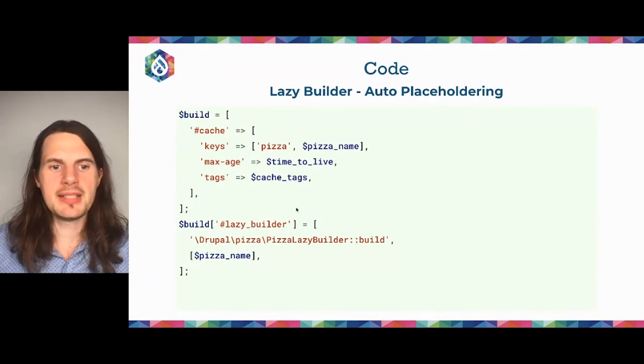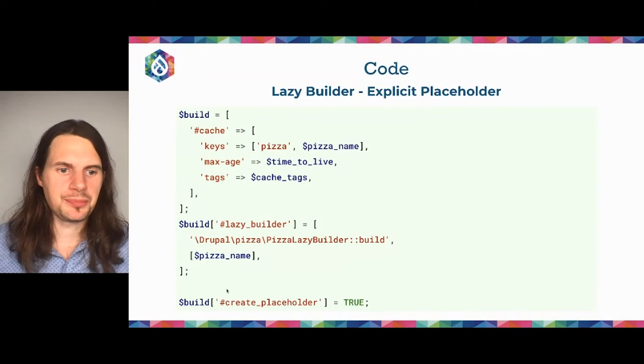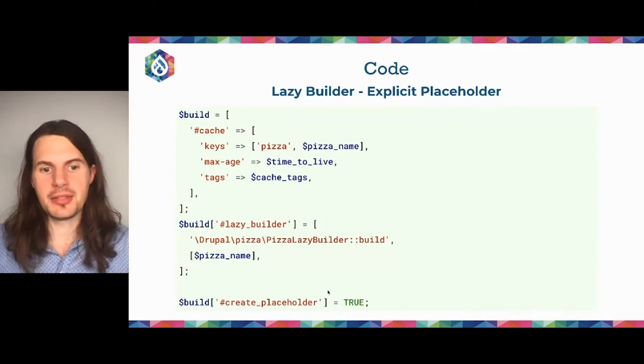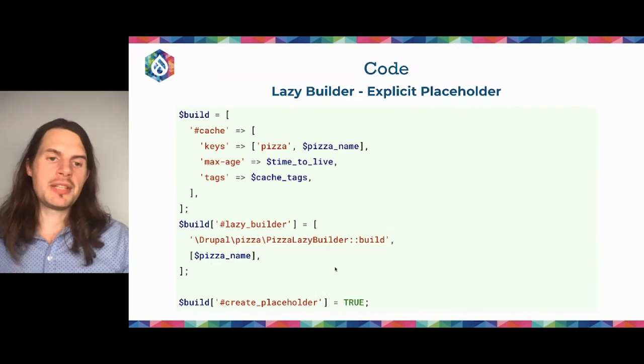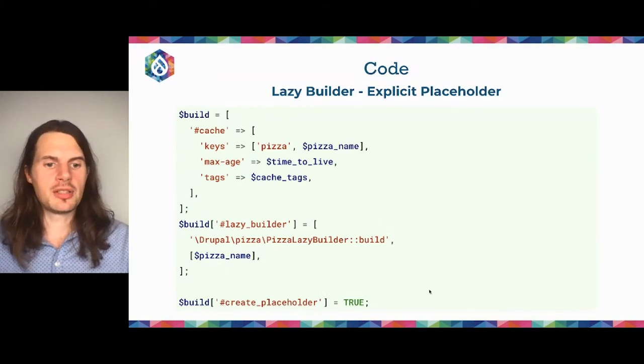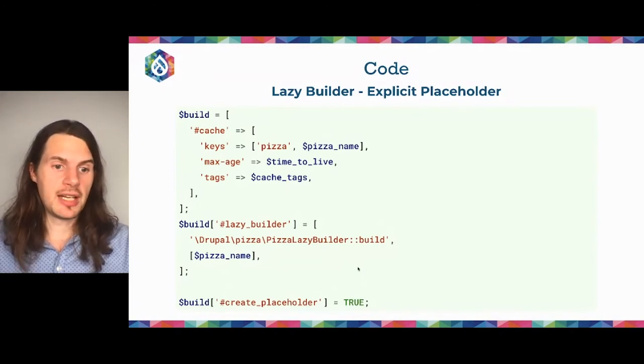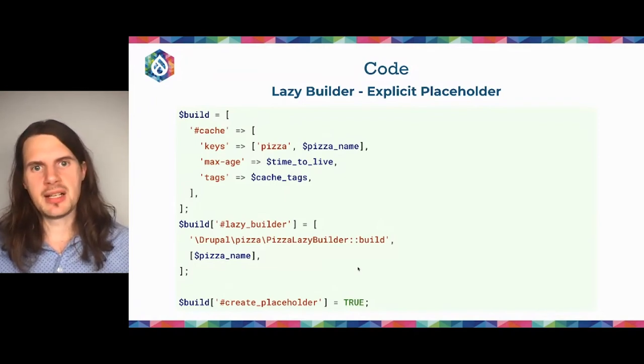So here we have our pizza lazy builder, and we can create explicitly a placeholder. Very simple, if you have a lazy builder and you want to always create a placeholder because you always want to use it as a placeholder, you just call create placeholder equals true. And again, there was a session today, I'm not sure if anyone watched it, called Render Me Lazily or something, which went way more into detail on that. So I'm referencing that a little bit.